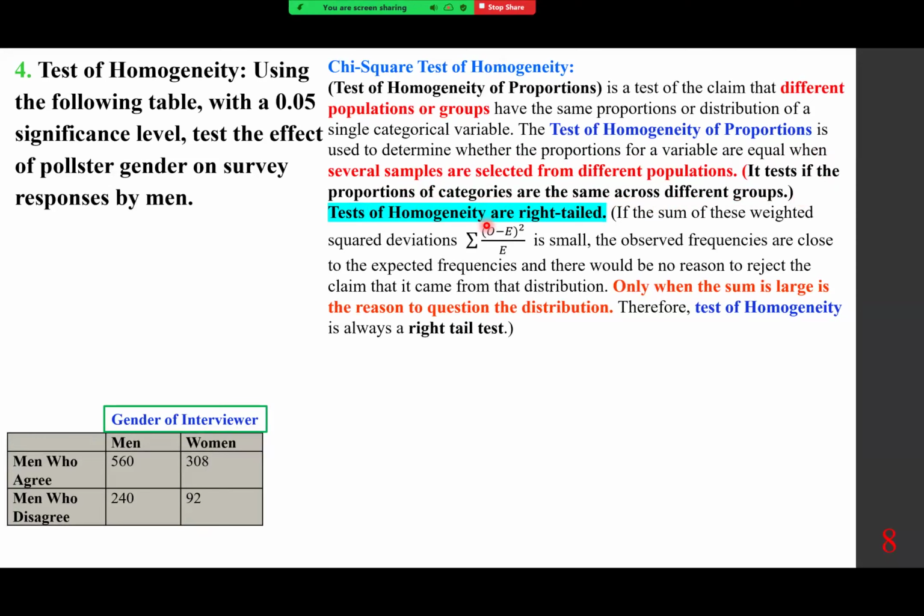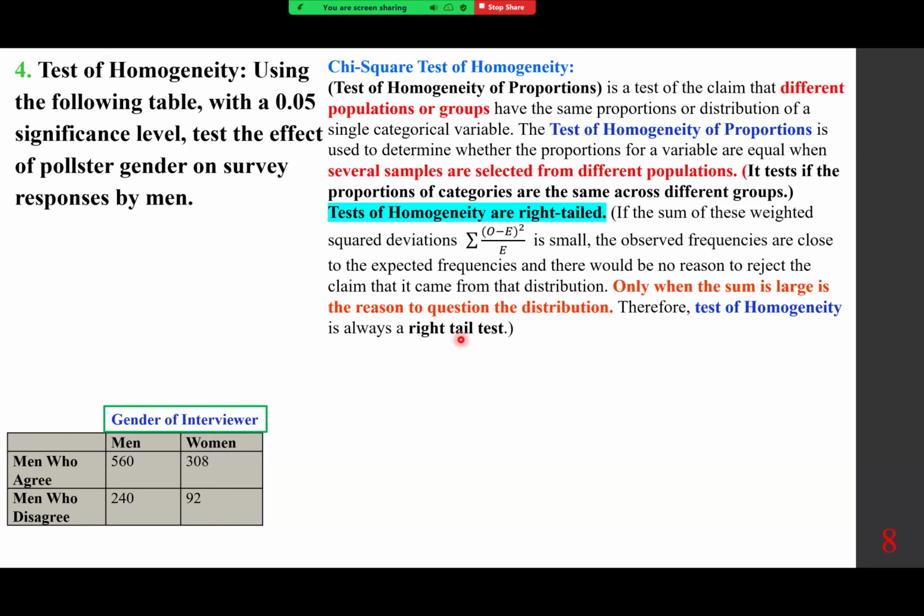The test of homogeneity is right-tailed. If the sum of these weighted square deviations, the summation of (O minus E) squared over E, is small, the observed frequencies are close to the expected frequencies, and there would be no reason to reject the claim that it came from the distribution. Only when the sum is large is there reason to question the distribution. Therefore, the test of homogeneity is always a right-tail test.